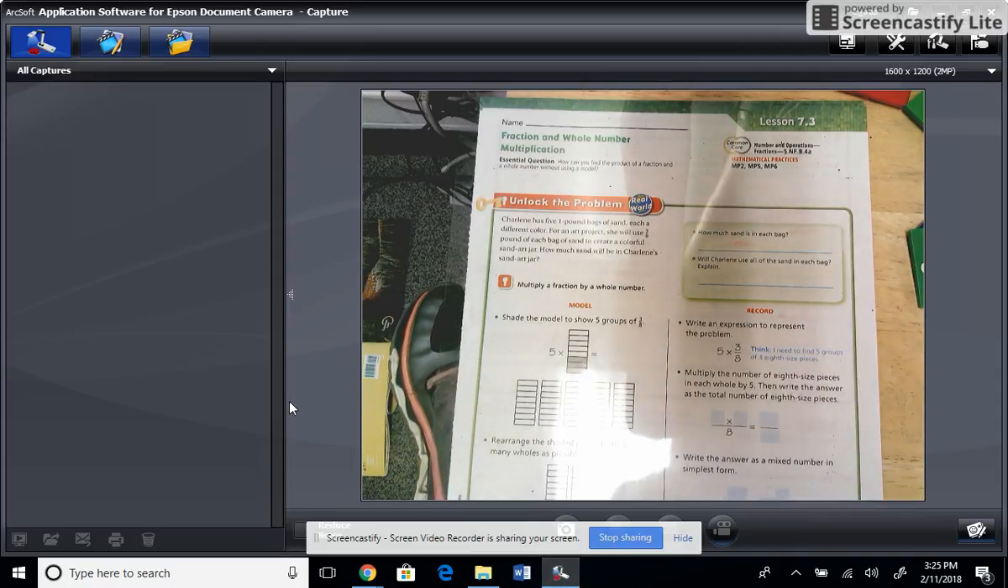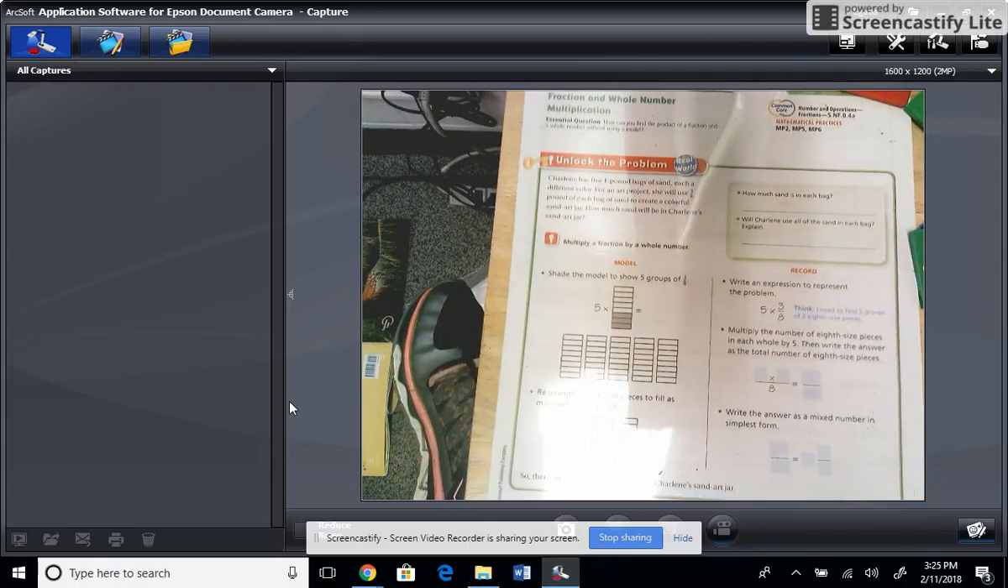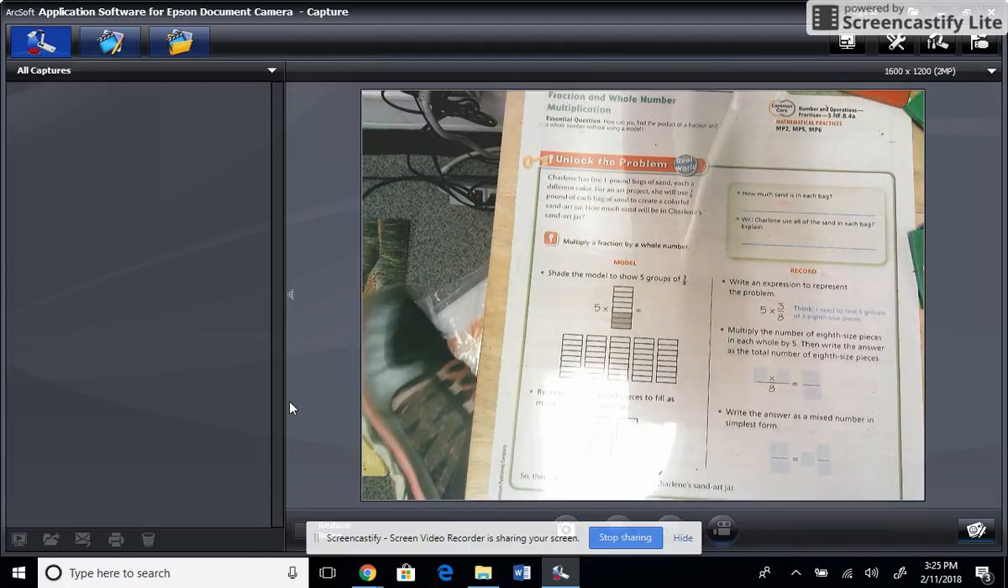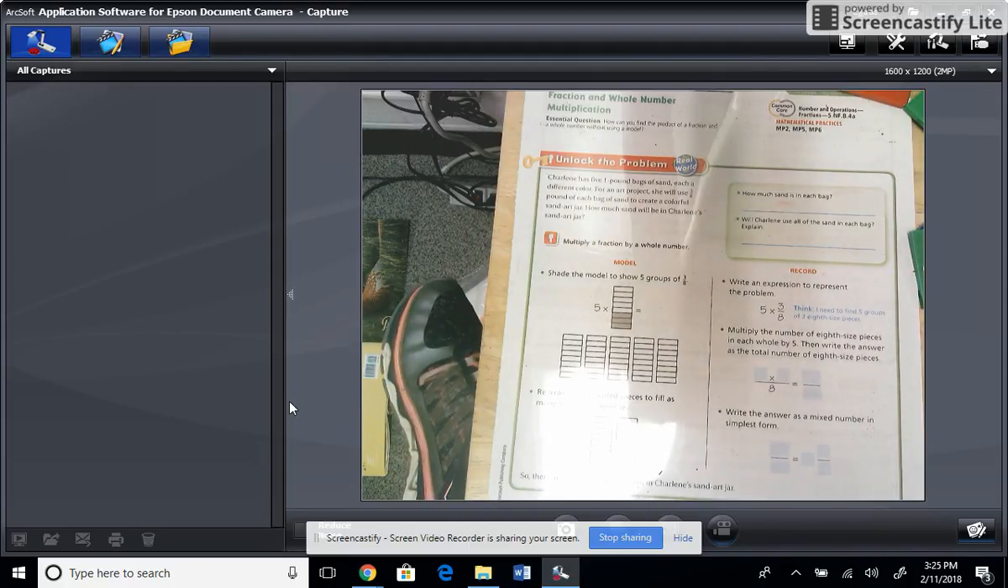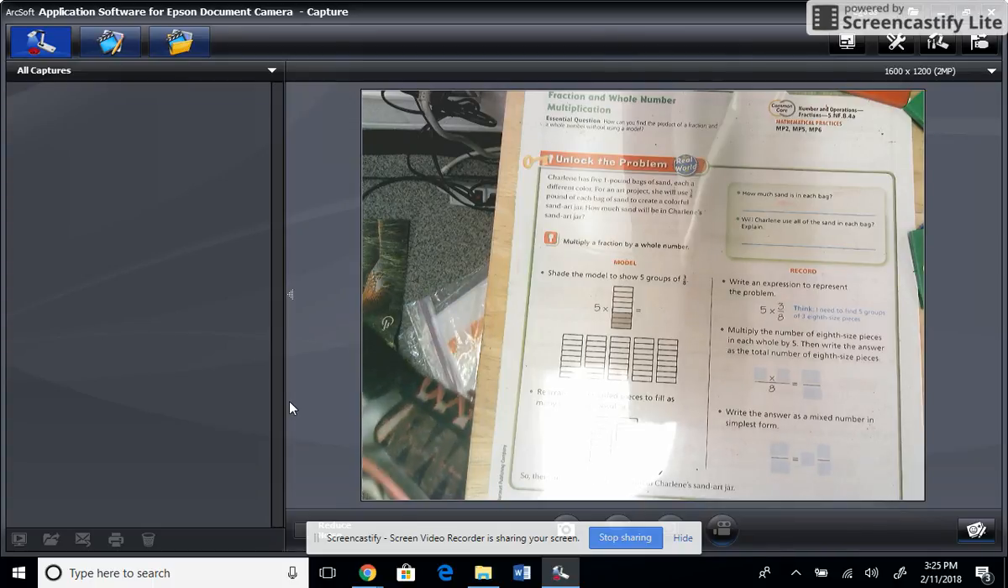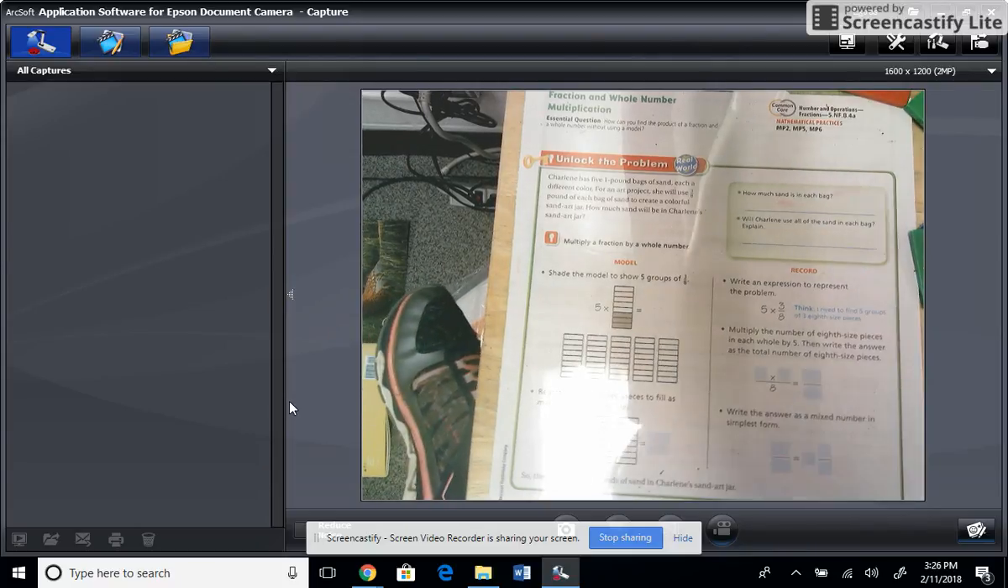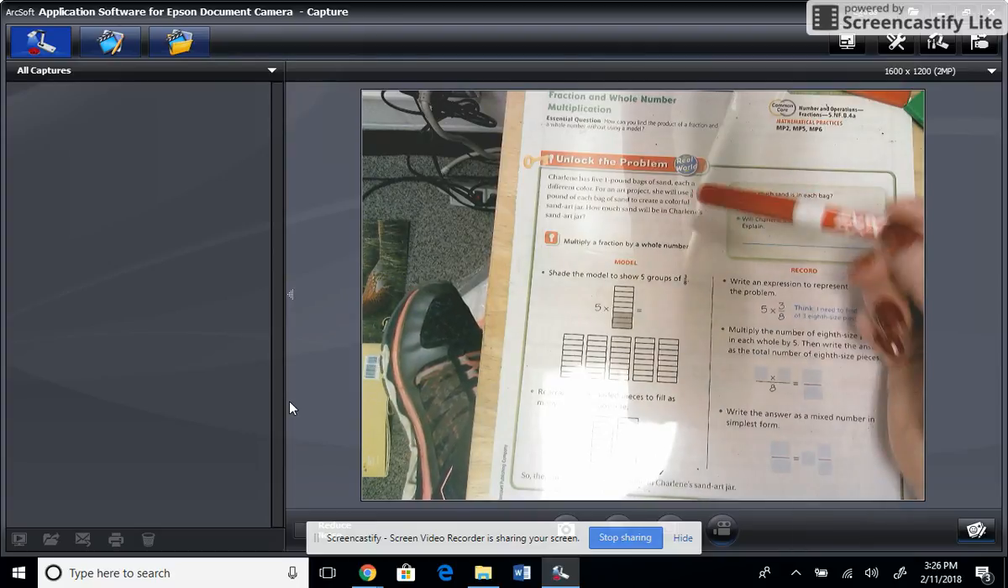Okay, boys and girls, fractions and whole number multiplication. So this may make it a little clearer today. Charlene has 5 1-pound bags of sand, each a different color. For an art project, she will use 3/8 pounds of each bag of sand to create a colorful sand art jar. How much sand will be in Charlene's sand art jar? Multiply a fraction by a whole number.